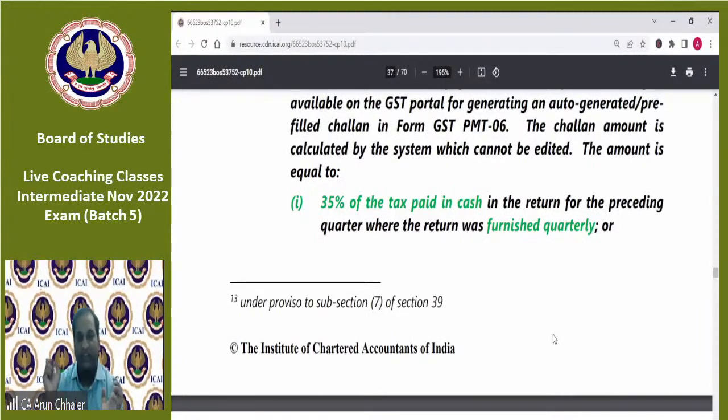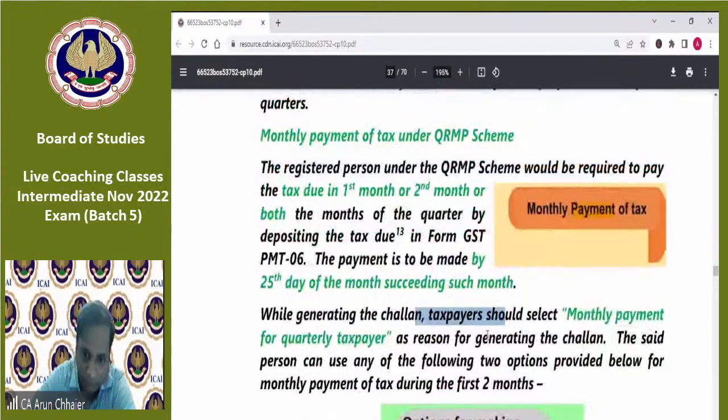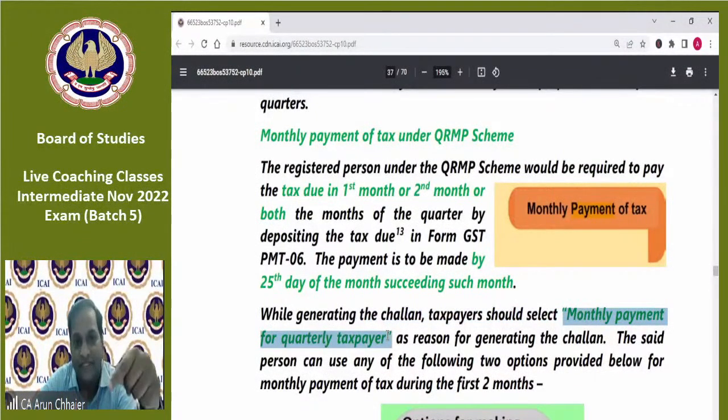Suppose I am opting for the fixed sum method. So when I am making the payment, where I need to opt might be the question. When I log in to the portal, I will select monthly payment for quarterly taxpayer, in which there are 2 methods, fixed sum method or self-assessment. I have to select any one.